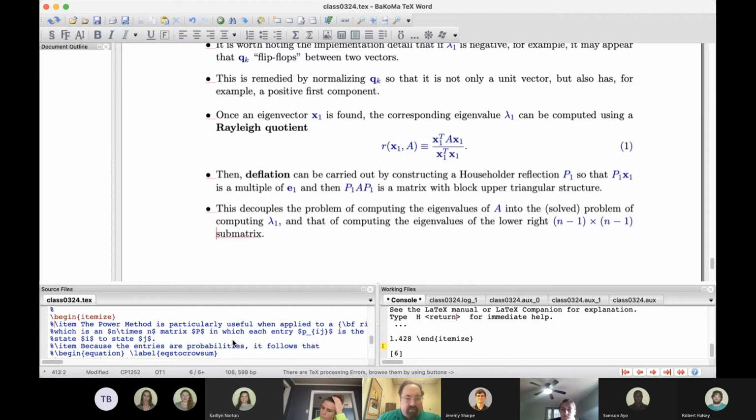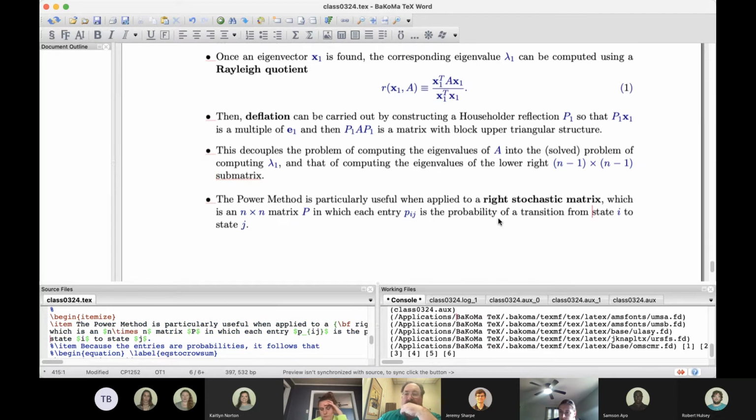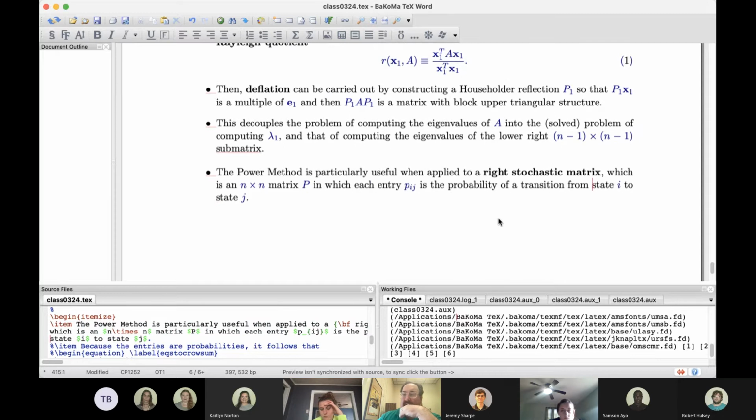Now, I want to give one example of an application of a power method that literally affects all of us, or pretty much anyone who uses the internet ever.